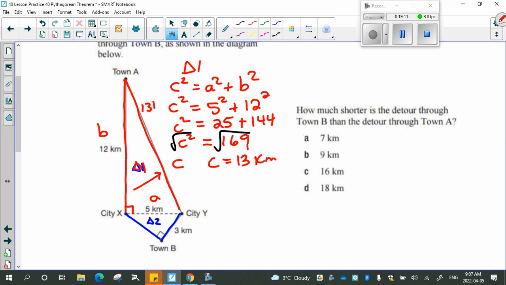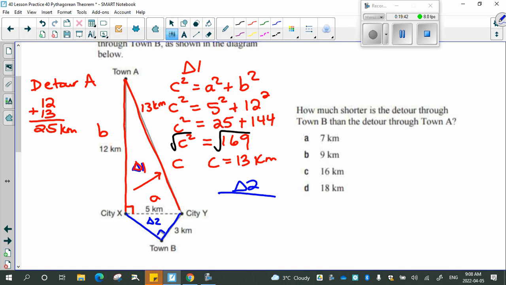Put it on your picture and make sure it makes sense. It has to be the longest side because it happens to be the hypotenuse, and it is. So then we can also find detour 1. Detour A, we can call it, is going to be 12 plus 13, which is 25 kilometers. And now we have to deal with triangle 2.